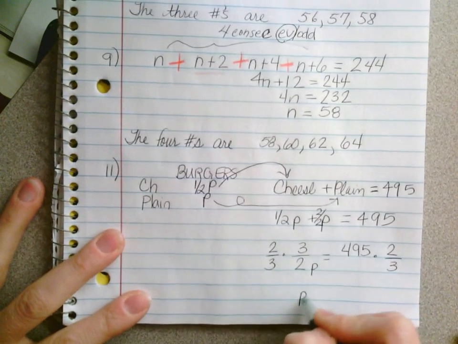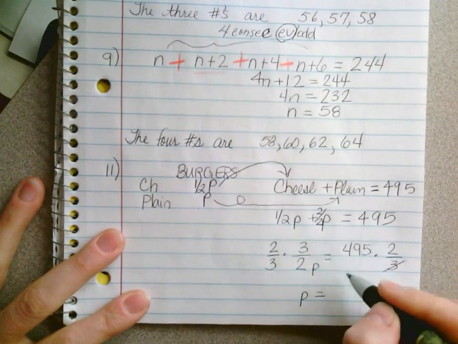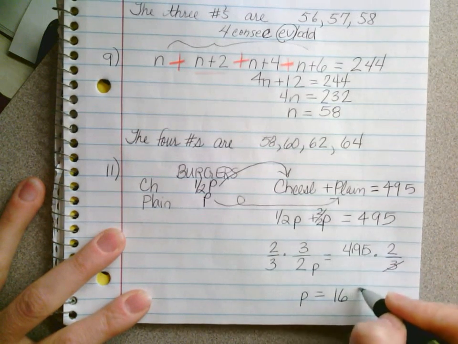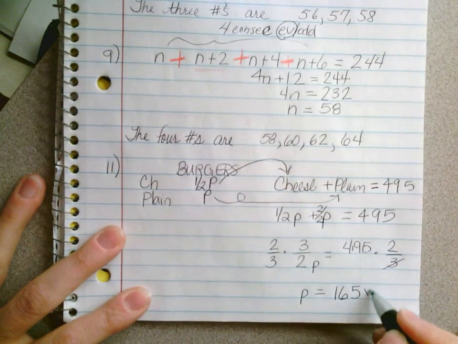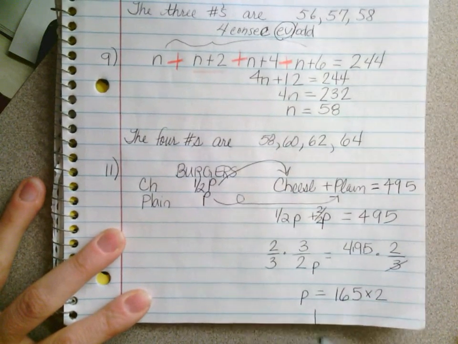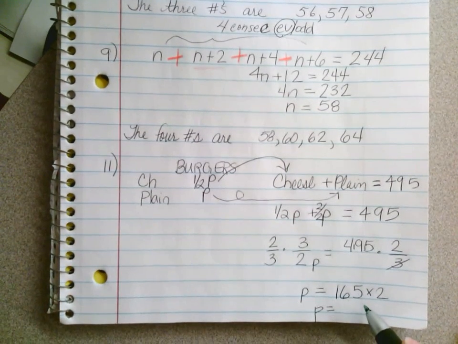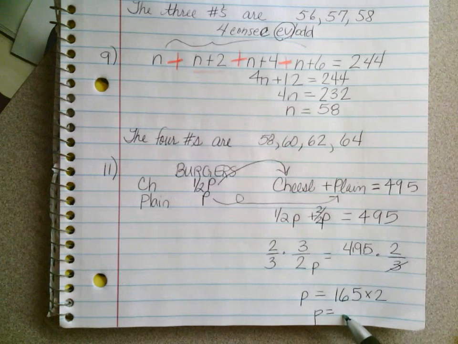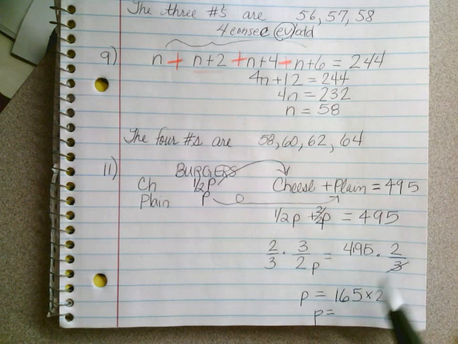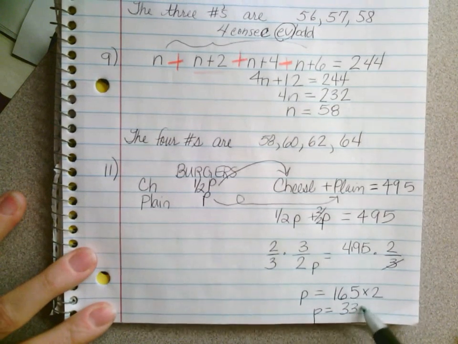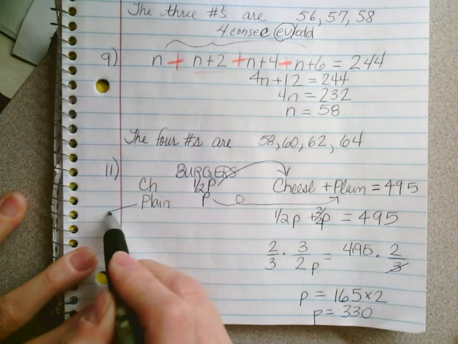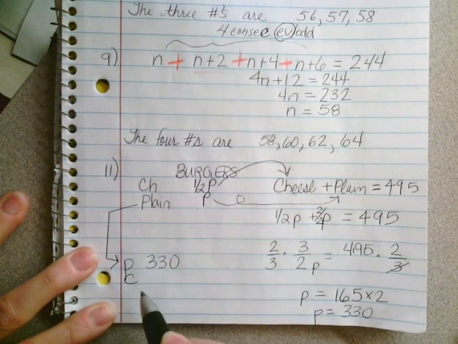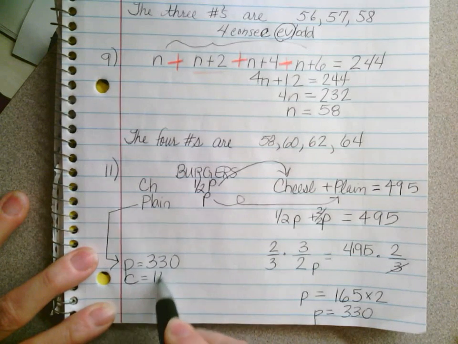Reduce 495 by 3. And multiply it by 2. What do you get? Oh, actually, no, don't. Yeah, I solved for P, plain. Multiply it by 2. 330? Yep. That means plain burgers is 330 and cheeseburgers is 165.